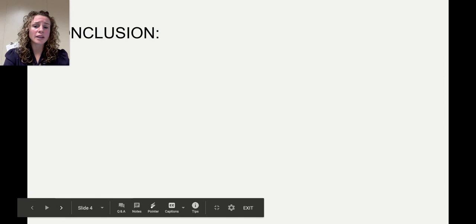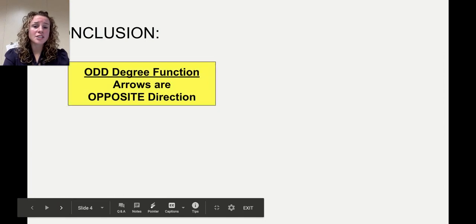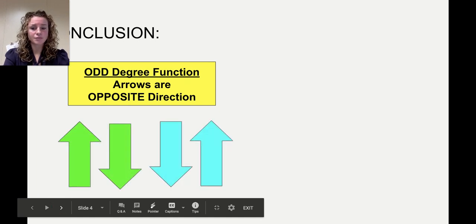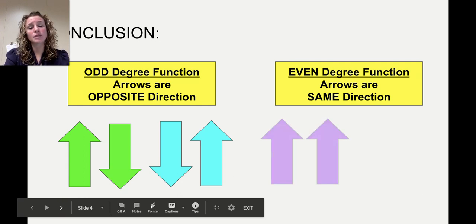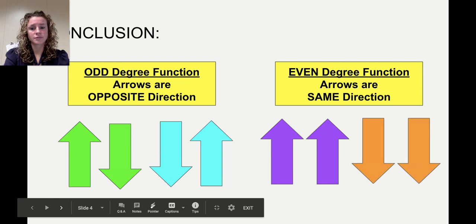Okay, so what can we conclude? Our odd degree functions, so the 1, 3, and 5, the arrows are opposite for the end behavior. Our even degree functions, so our squared, fourth, and sixth, the arrows go in the same direction. Okay, so even versus odd degree. You're looking at that exponent there.